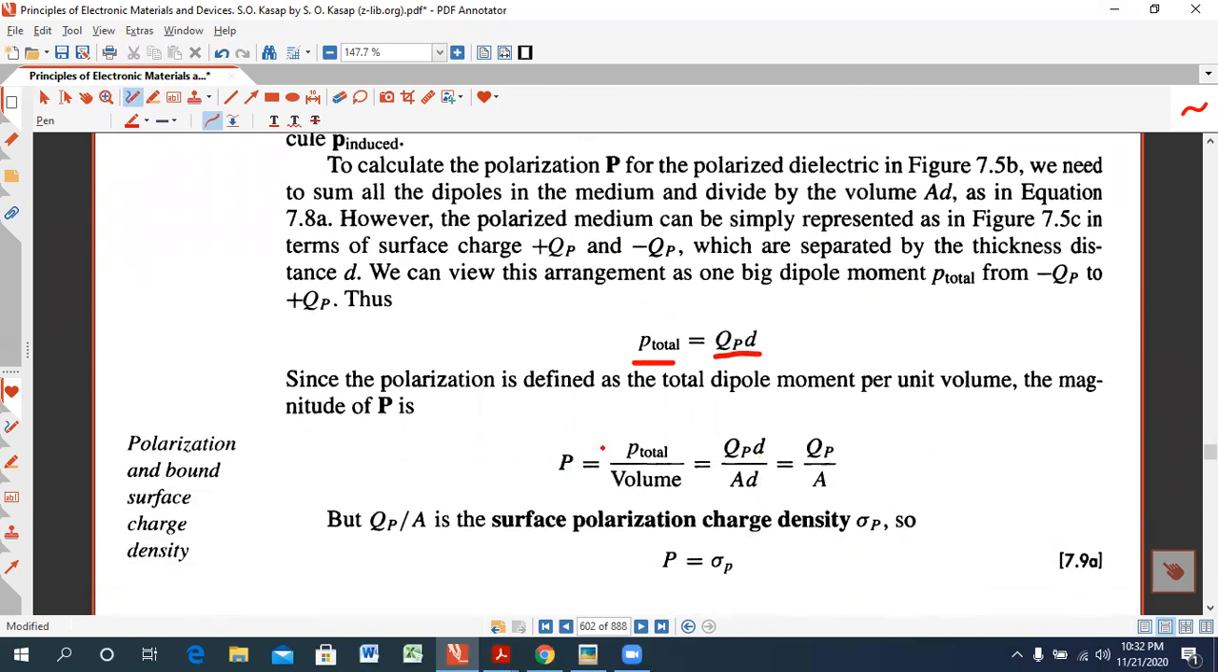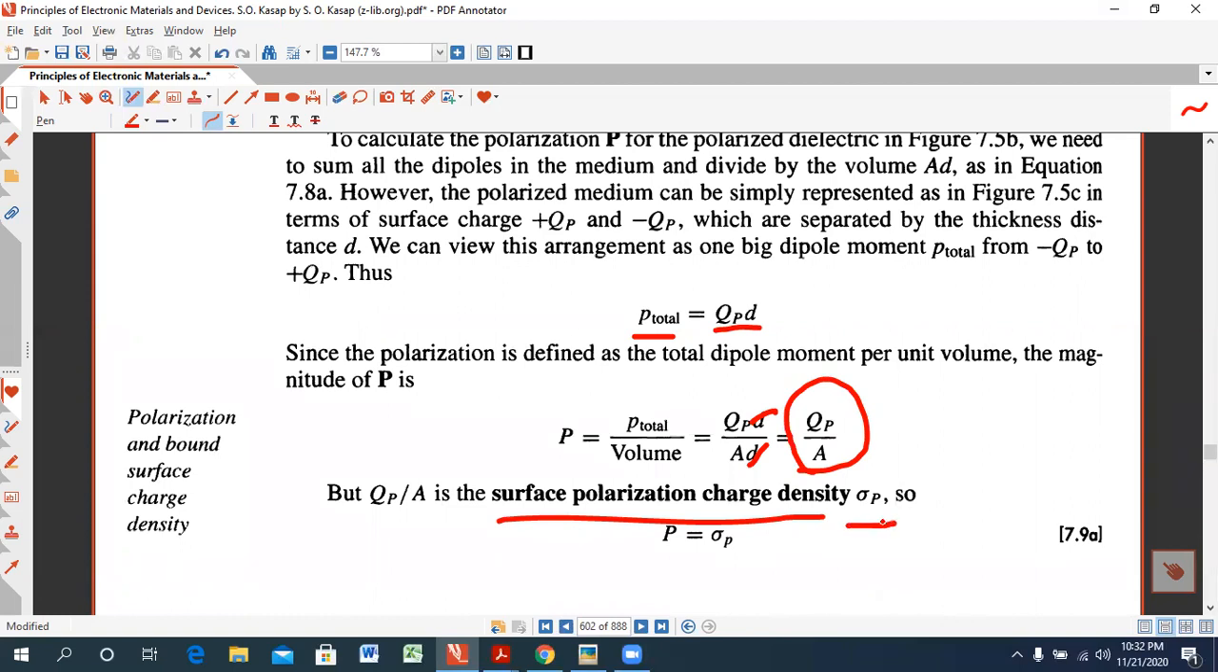Okay. So P should be P total divided by the volume. The volume V equals the cross-sectional area multiplied by the distance between these two plates. If we put these two formulas together, the D and D cancel. So P should equal Qp divided by A, and this Qp divided by A is known as the surface polarization charge density, which is symbolized by sigma P. Please remember this. It will be important for your further lectures.